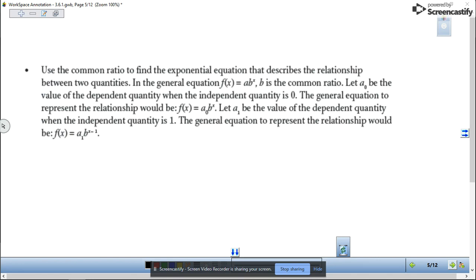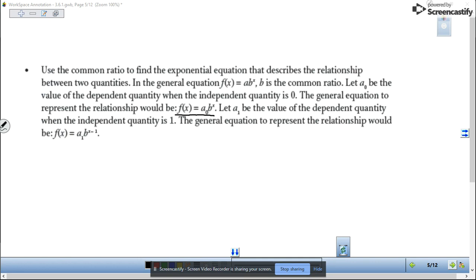So a sub 0 is when you plug in 0 for x. The general equation would be represented by this. Okay, that's kind of the general way we set it up. So basically, we're setting it up for the 0 term, right? So we're talking the first, second, third term, something like that. Our general setup is for the 0 term.